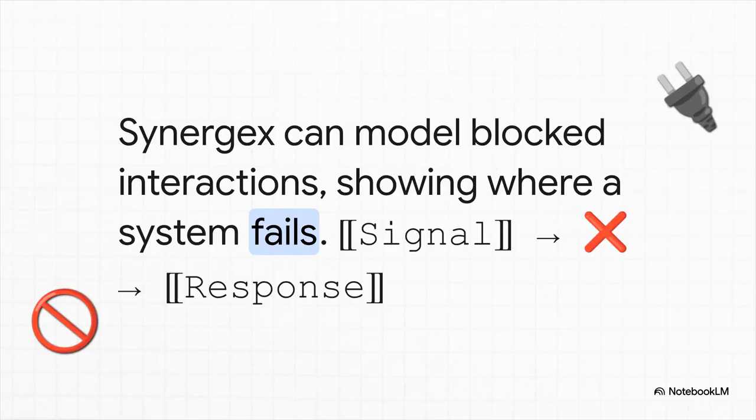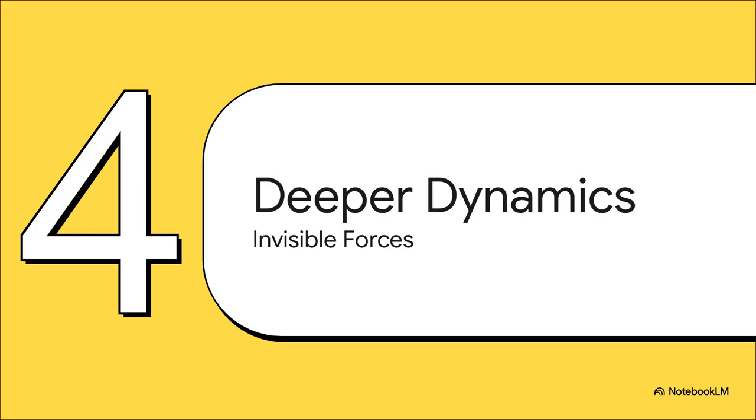And check this out. This really shows you how nuanced the language is. It doesn't just model things that are working, it can also model failure. This expression right here clearly shows a signal being sent, but it gets blocked before it can trigger a response. Just think about how useful that could be for, say, debugging a really complex system. Okay, so simple interactions are one thing. That's cool. But the real power of Synergex comes from its ability to model the much deeper, more complex dynamics, the stuff that's often totally invisible to us.